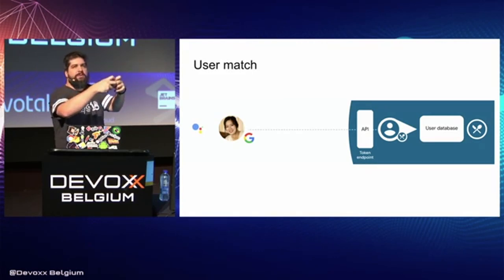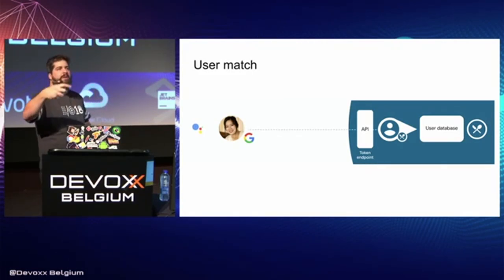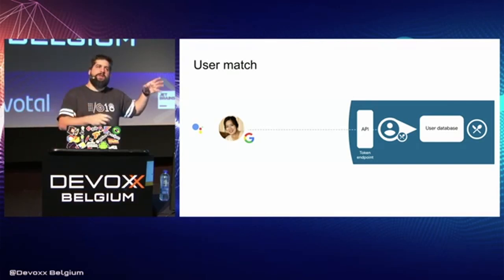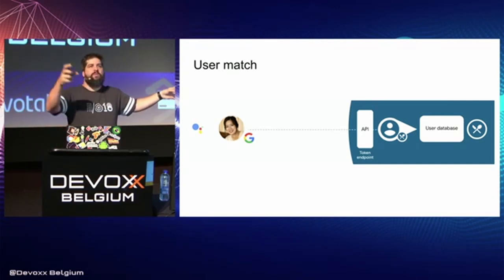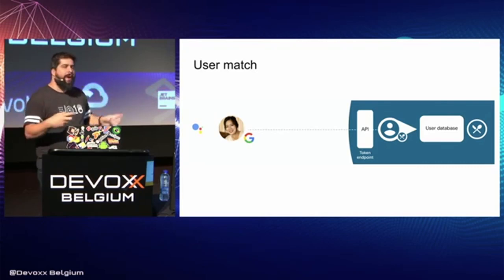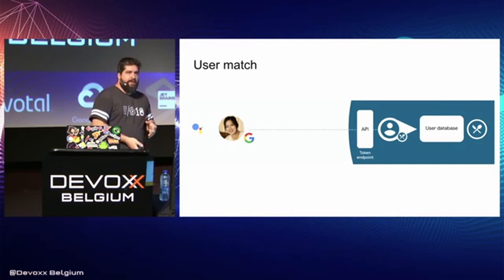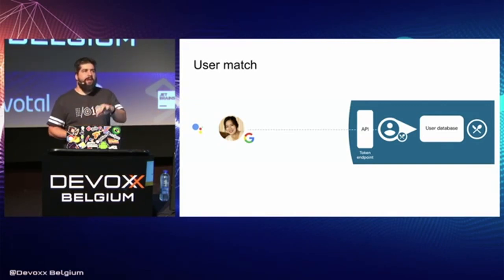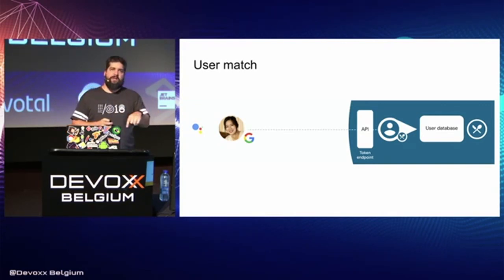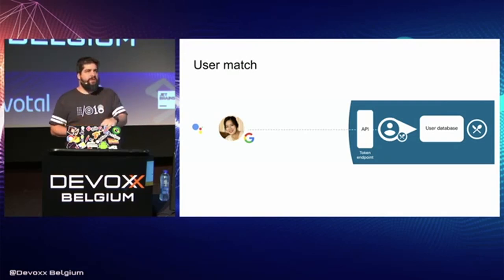I can link the accounts, and when I start interacting through the Google Assistant, your system knows that this ID on Google Home is the same as my account in your system. And why exactly do you need to do this linking? Because on Google Assistant, we don't persist any personal information in the devices for privacy reasons.